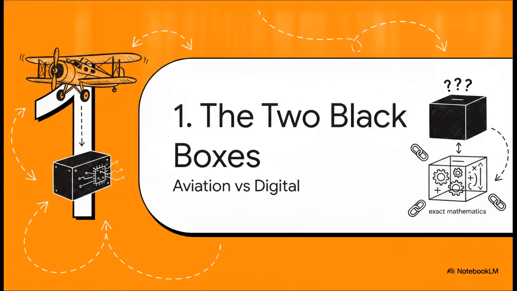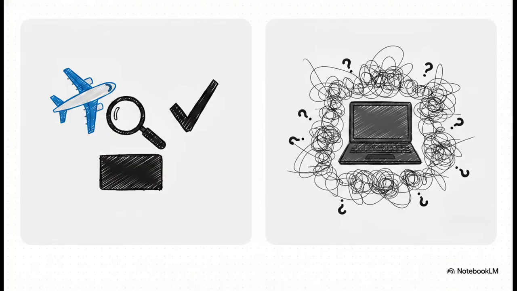Section 1. The two black boxes. To really understand this, we need to look at the stark contrast between two very different kinds of black boxes. When we hear the term black box, most of us instantly think of airplanes, right? In the aviation industry, that black box records precise, exact, totally undeniable data. When there is a failure, investigators can step in and perform a strict post-mortem forensic analysis. They figure out exactly what went wrong, they fix the design, and they save lives. It is a culture of perfect accountability.